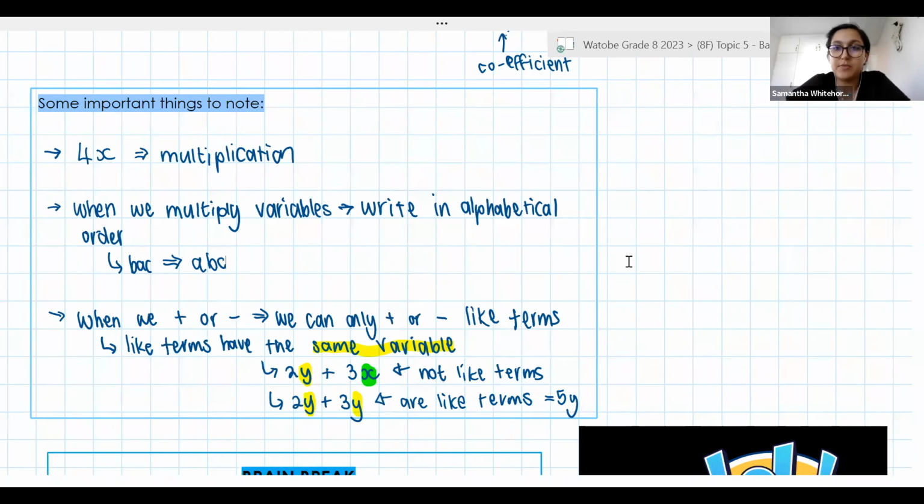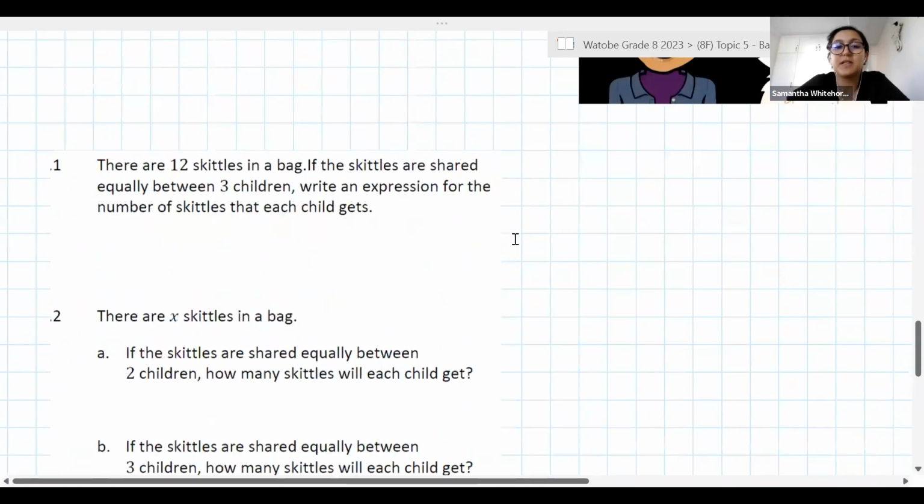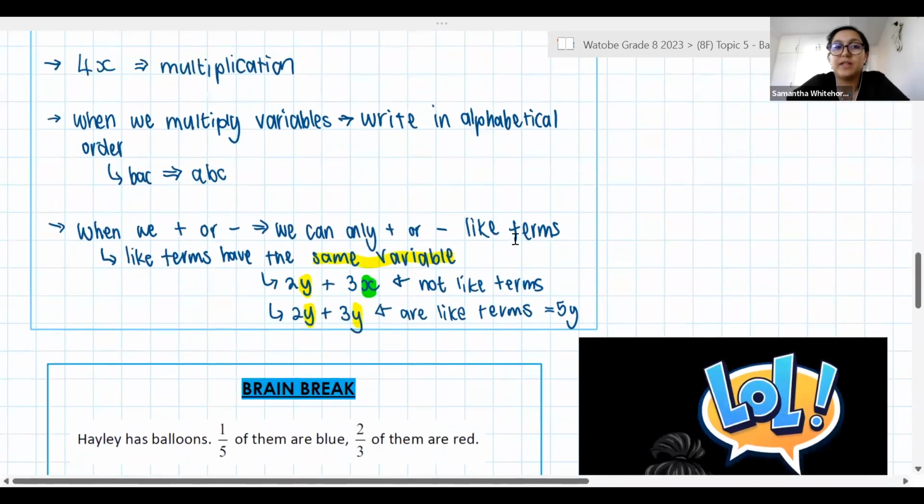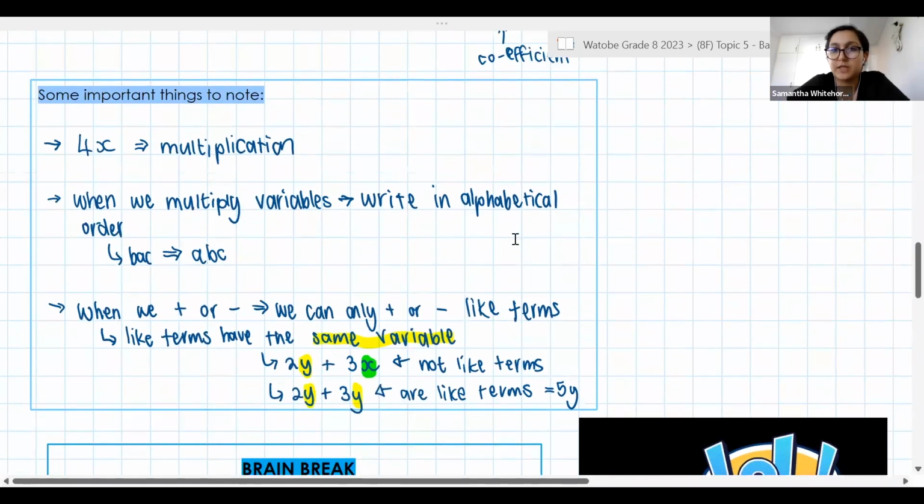Right, so after our brain break, guys, we're going to practice some of this. We're going to practice some of the stuff. And so hopefully this will all start to make much more sense as we do more practice. So we're going to do quite a bit of practice on these ideas when simplifying with algebra.